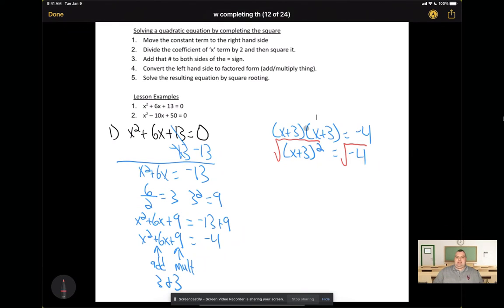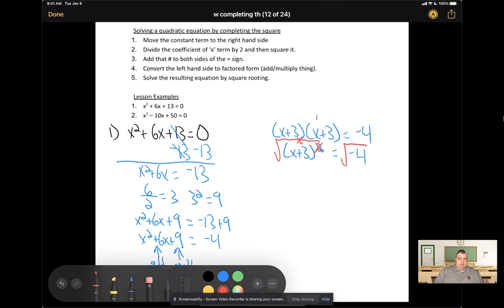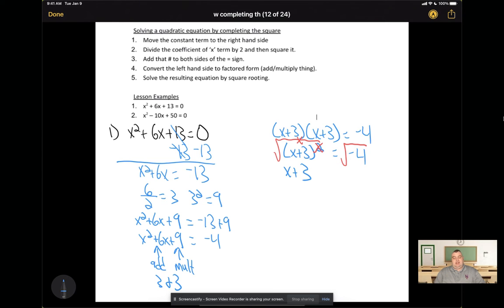So in this case, on the left-hand side, the square root and the squared are going to cancel each other out, leaving me with x plus 3. So the square root will cancel out the squared, the exponent, and leave me with x plus 3. So when I square root the left-hand side, I end up with x plus 3. On the right-hand side, I have the square root of negative 4.